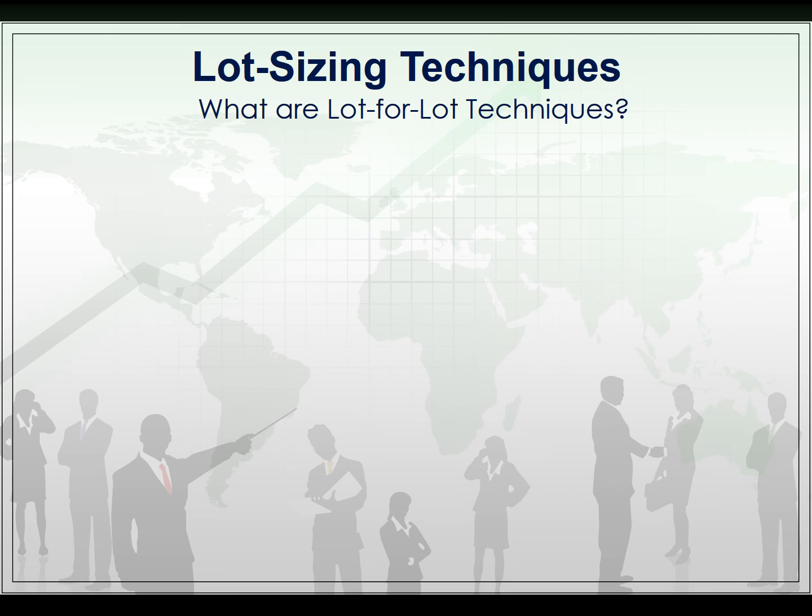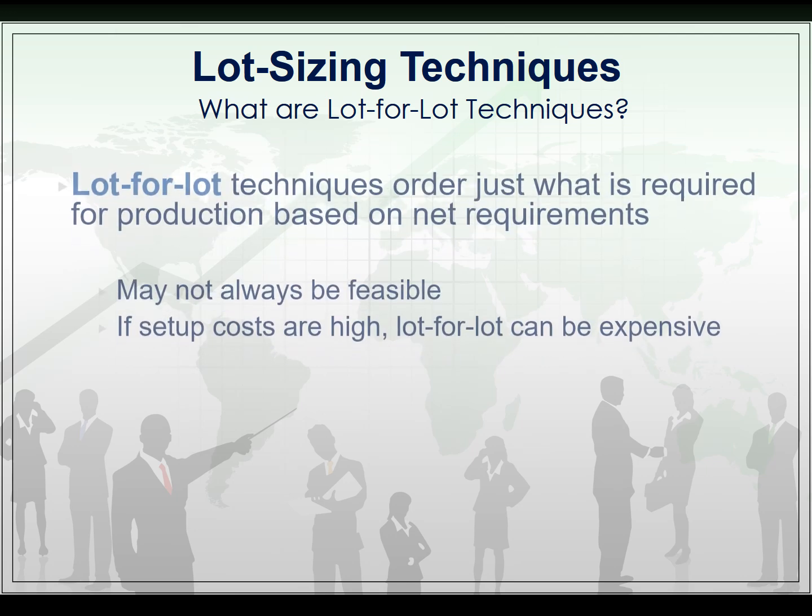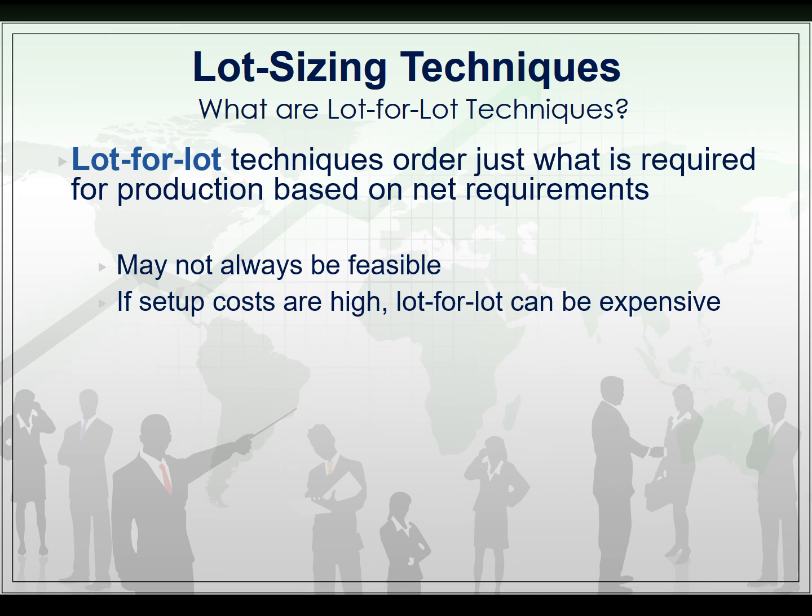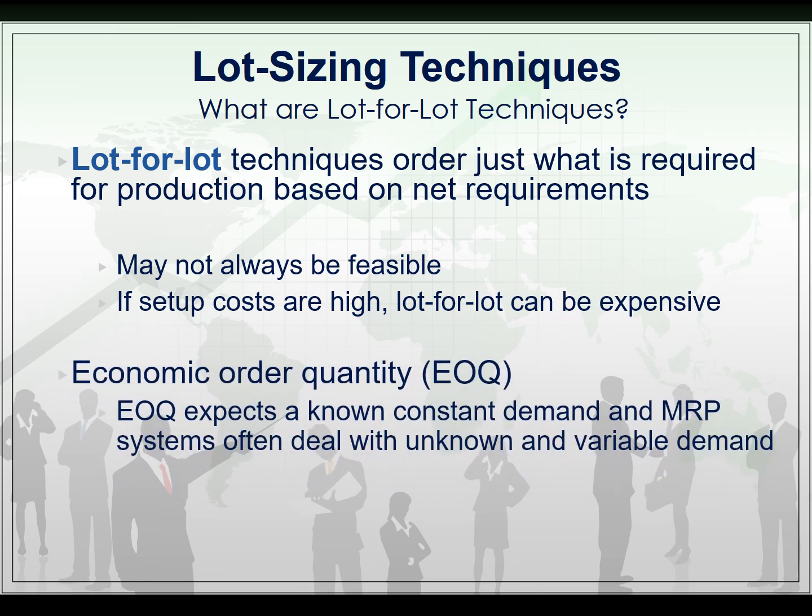Now, what are lot-for-lot techniques or lot sizing techniques? These techniques order just what is required for production based on net requirements. It may not always be feasible. If the setup costs are high, the lot-for-lot technique can be very expensive. There's the economic order quantity, which expects a known constant demand, and MRP systems often deal with unknown and variable demand. So you can put a buffer in there.